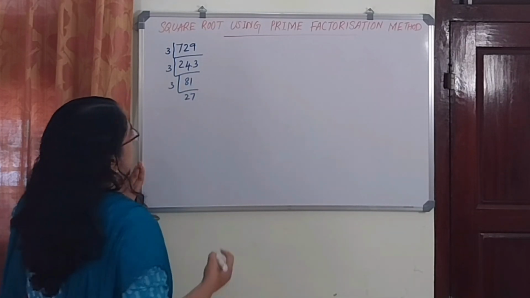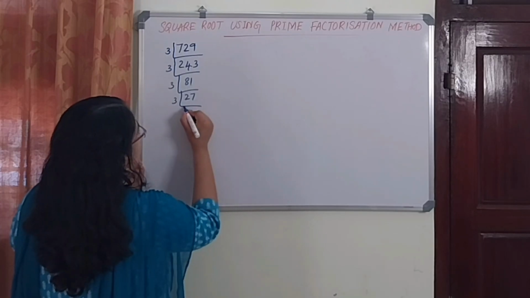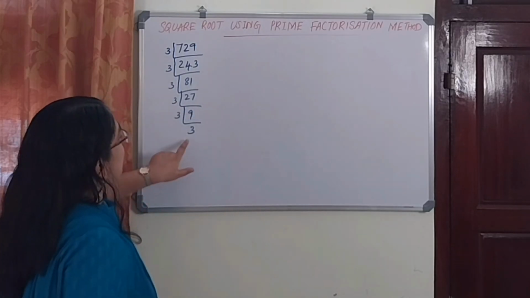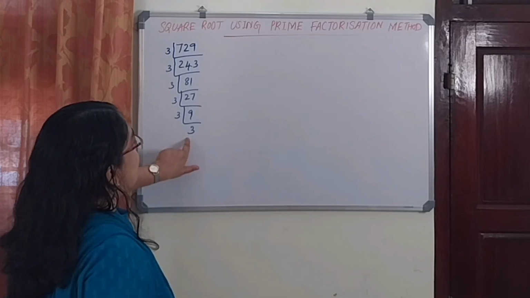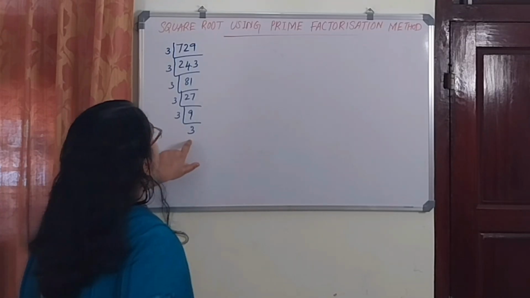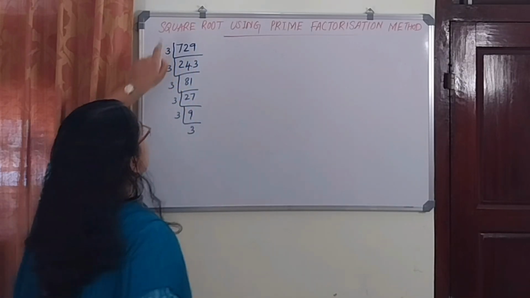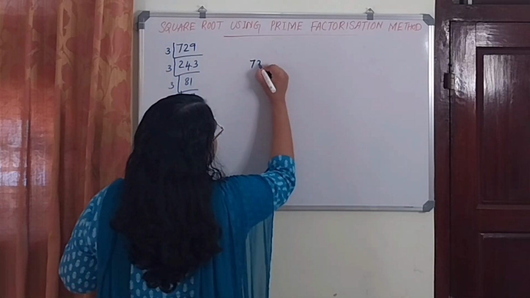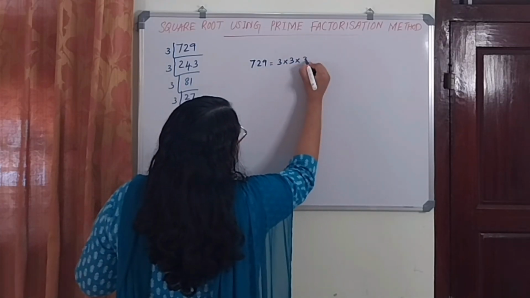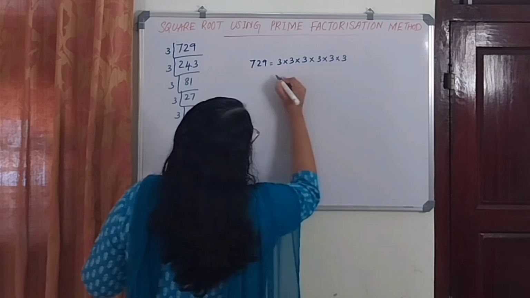Again, it is divisible by 3. We divide by 3, we get 9. Again, it is divisible by 3. We write 3, 3. We got a prime number at the end of the prime factorization process. So we stop the division at this point. The prime factorization of 729 is the product of these numbers. We write 729 equals 3 into 3 into 3 into 3 into 3 into 3.